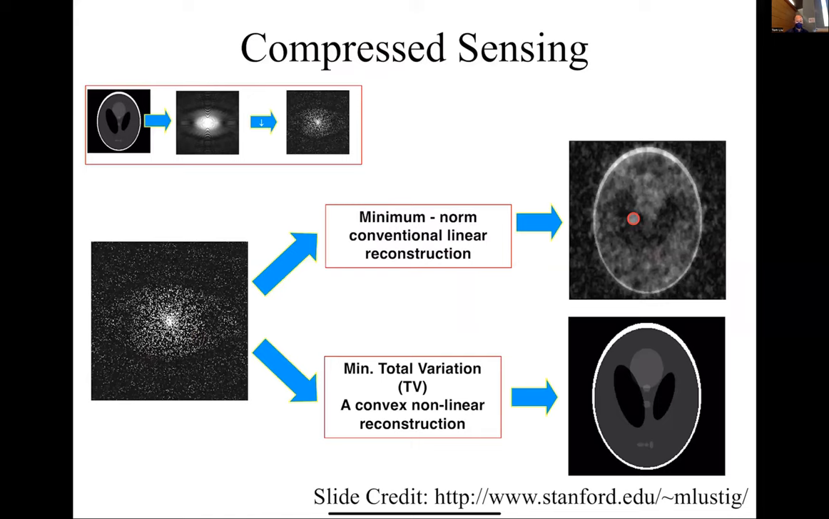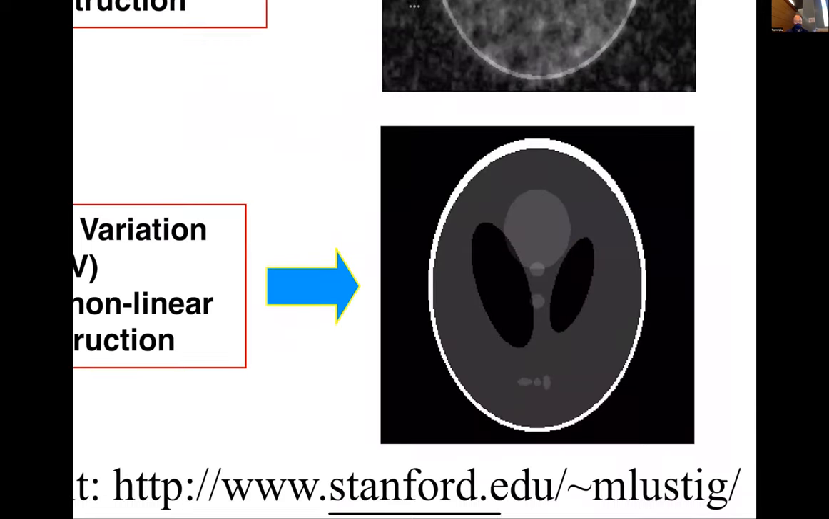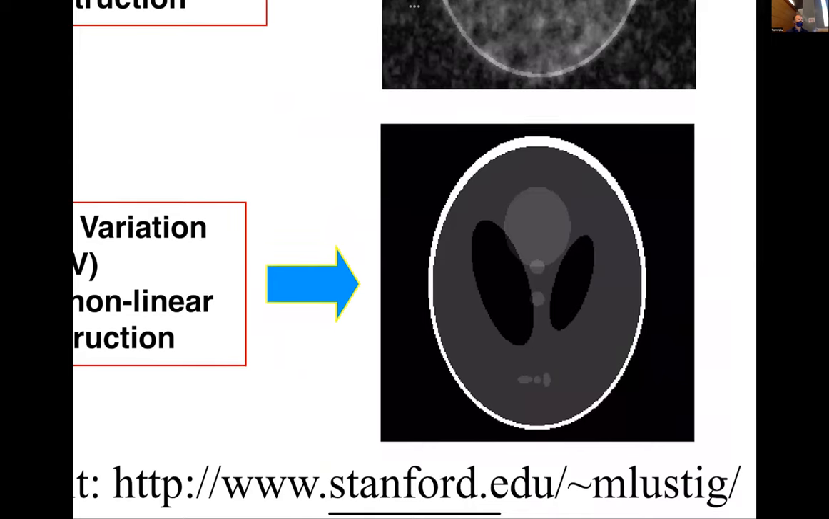This is if I just did a standard minimum norm estimate that we just talked about. This is what the data looks like. But if I say I'm going to put some other constraints on my image, in this case total variation, which means that from voxel to voxel you can't vary it too much, then all of a sudden I actually get quite a nice looking image, almost indistinguishable from the original image.